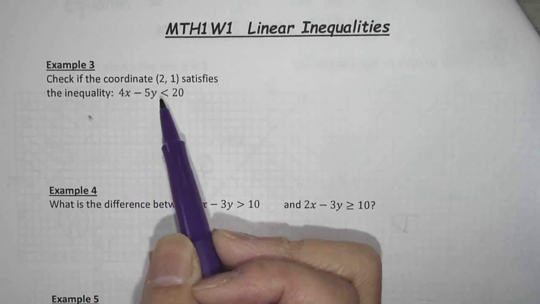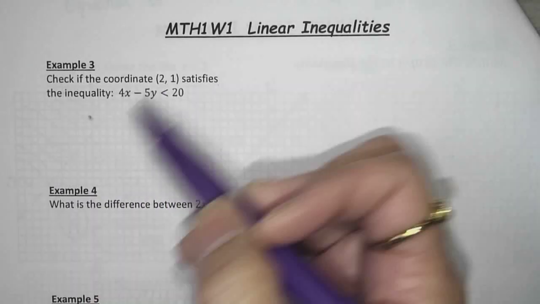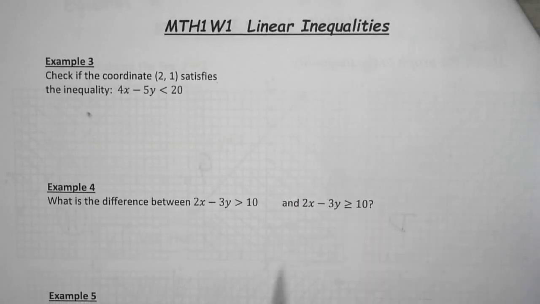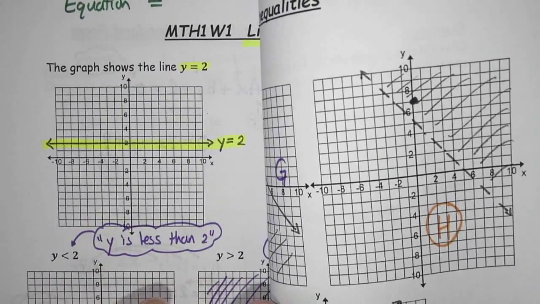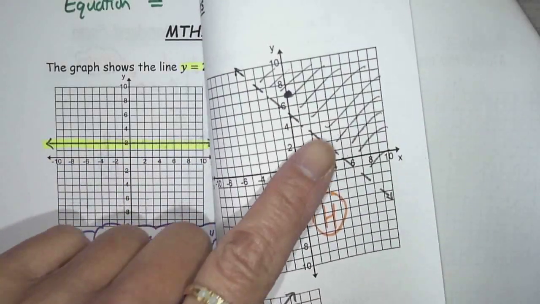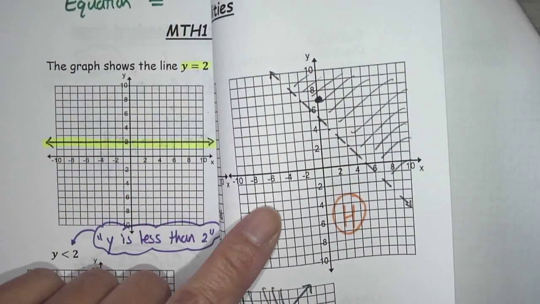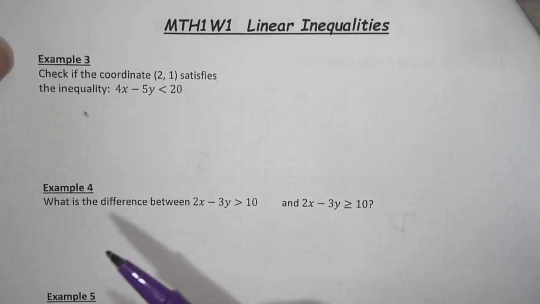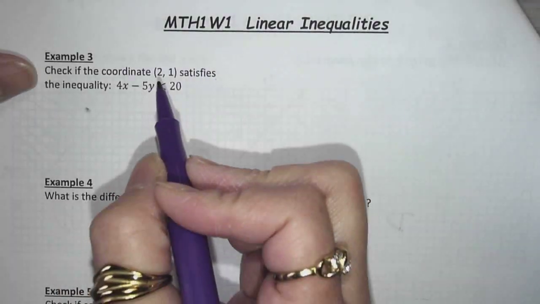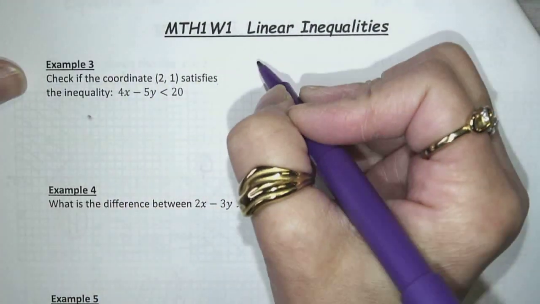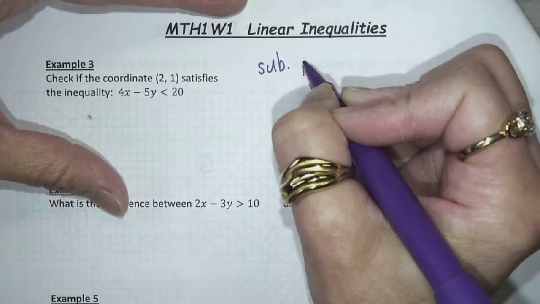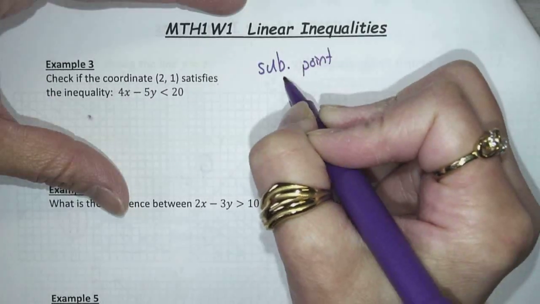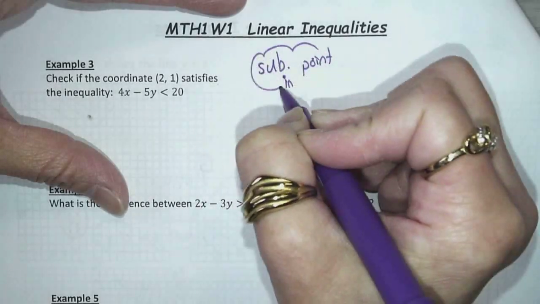And what they're asking is, is this point in the shaded region? So remember in the other video we did a shaded region. So they're asking if the point is in the shaded region or not in the shaded region. That's what they're asking. So satisfies means in the shaded region. So what we're going to do is we're going to substitute in. So in our brain, we're going to go sub the point in. Okay, so that's my brain.